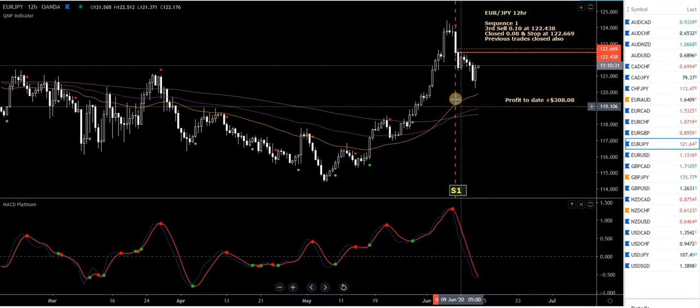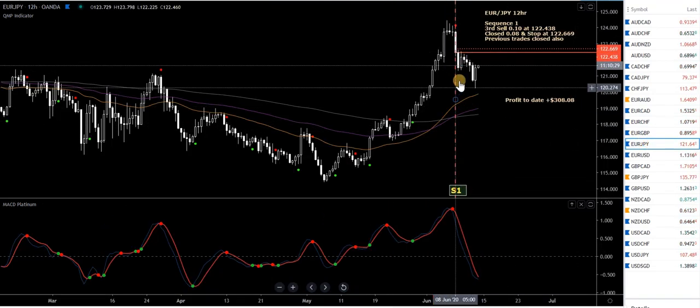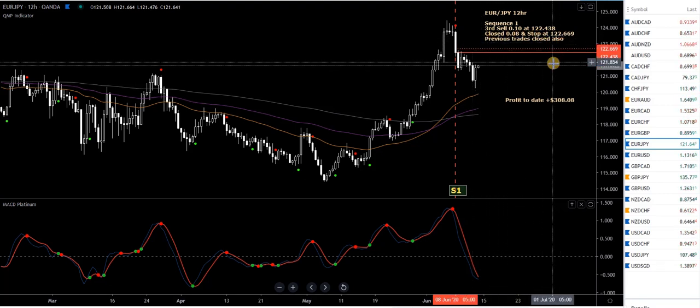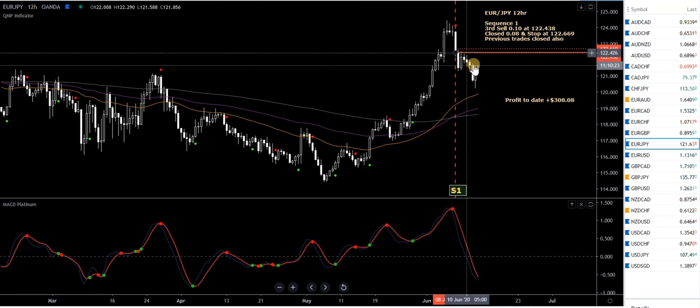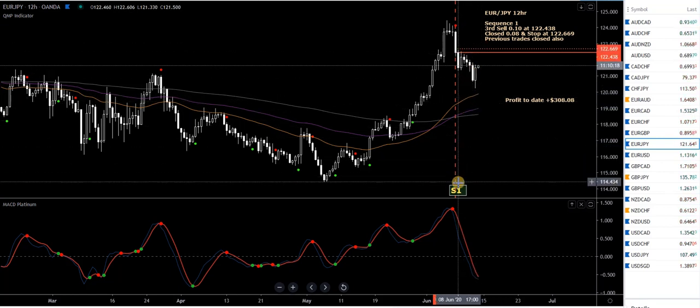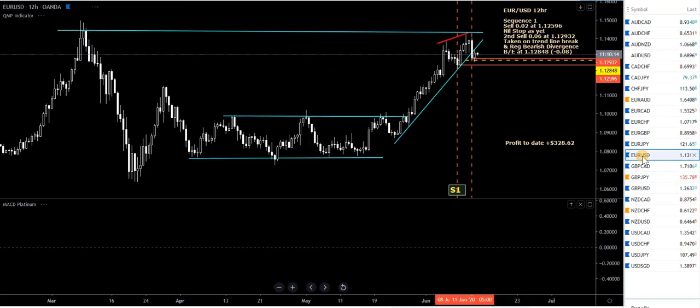Euro yen in a sell here. It was part of a sequence, closed partial part of it. As I say, you can always read my notes. Stop in place up there. Price has come close to the MA, starting to turn back up again today. MACD platinum's through the zero level. Sound like a broken record, but that's the way it's been lately.